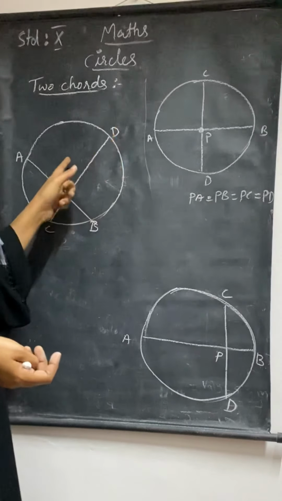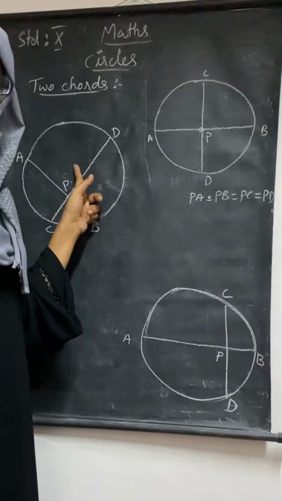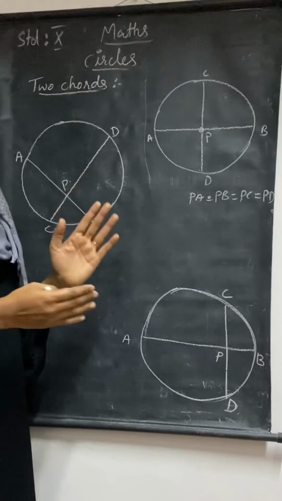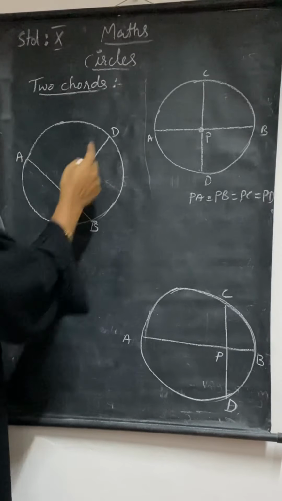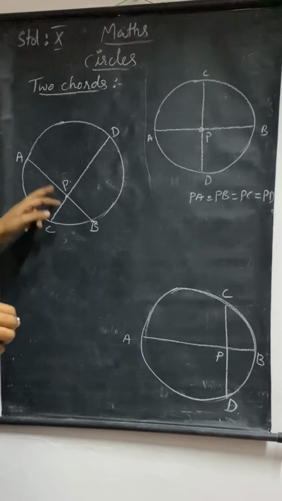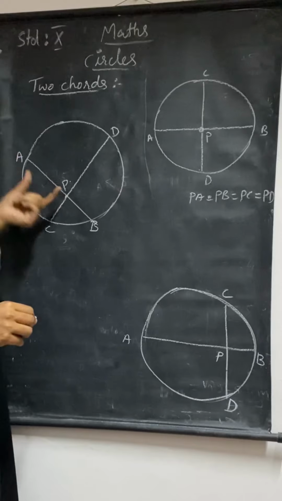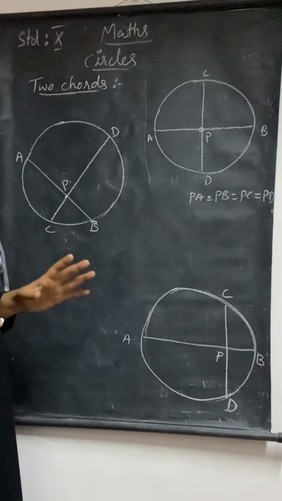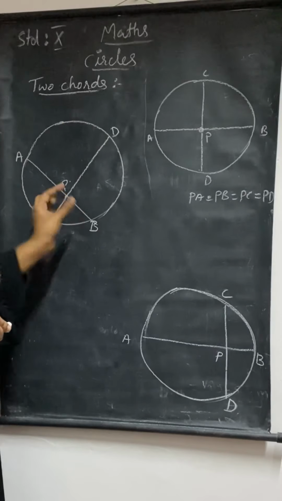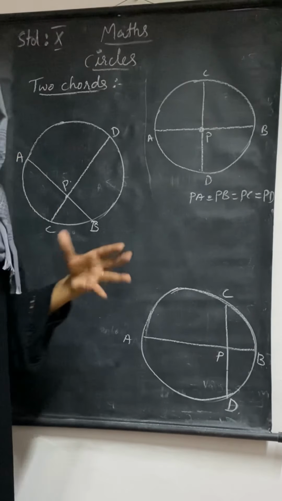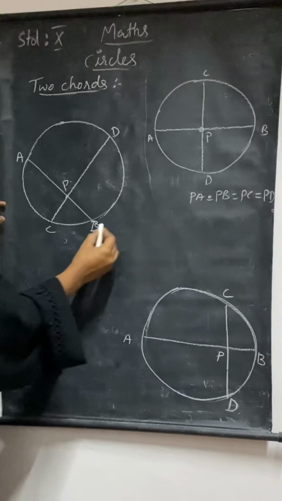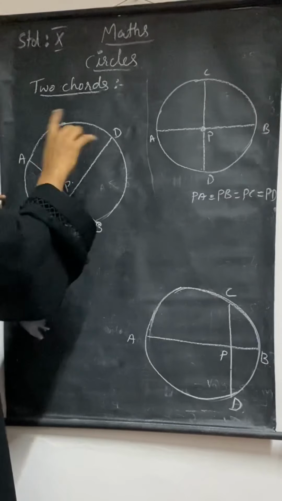Now I'm going to show you two chords which are not diameters. Here it is a diameter, but this is not a diameter, just chords AB and CD, and the intersecting point is P. That is given. What happens here? Whether all these pieces are equal, they will not be equal. This is a small piece, this is the largest piece, this is another kind of piece. Everything will be different. But one relation you can find out here, and that is the relation we are going to study in this part.